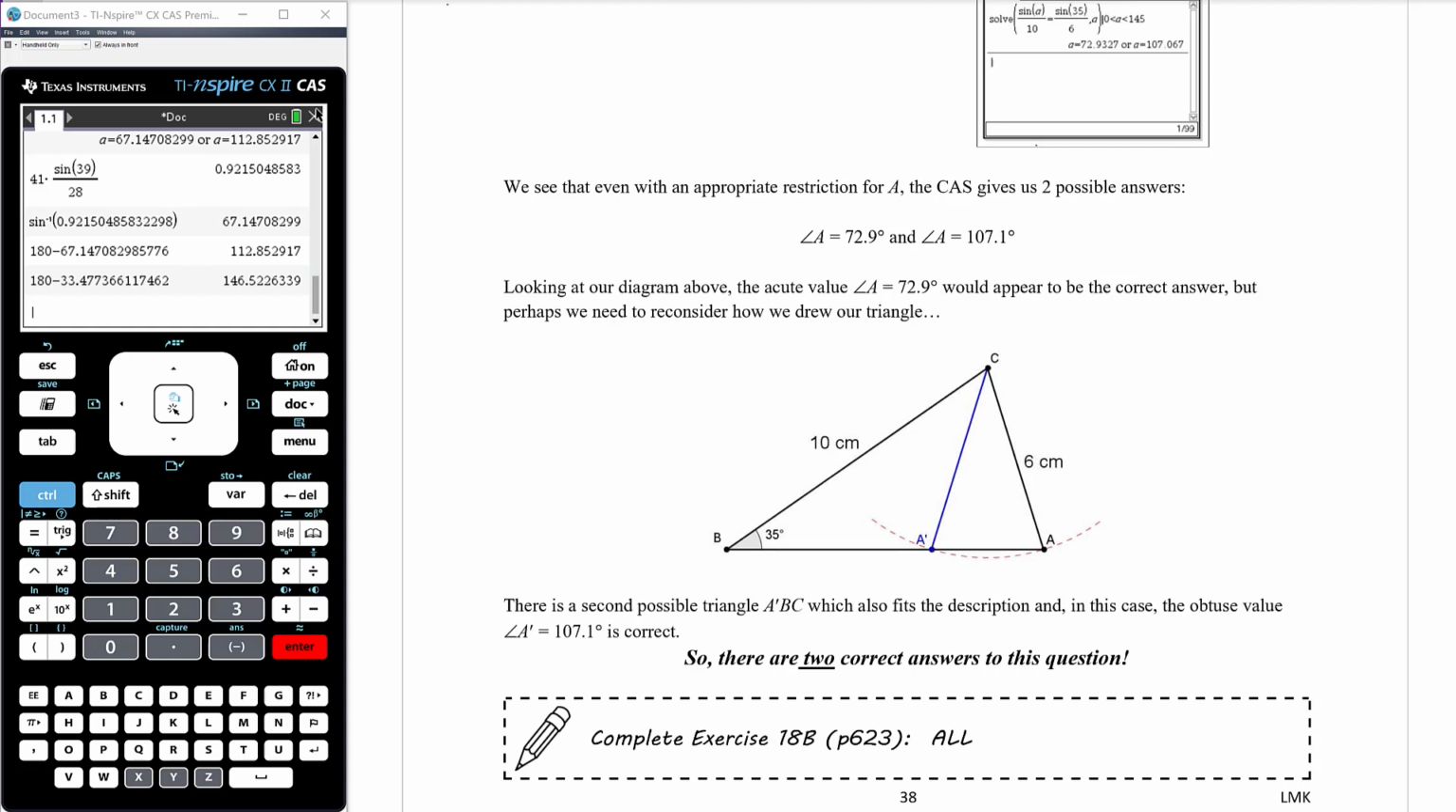So sine rule, if you're finding a length, it's a bit easier. Length over sine of an angle equals length over sine of an angle. Use your CAS to solve if you want, or rearrange by hand if you want. If you're finding an angle, sine of that angle over the length opposite it equals sine of another angle over its opposite length. Use your CAS to solve it to ensure that you're not tripped up by this ambiguous case situation.